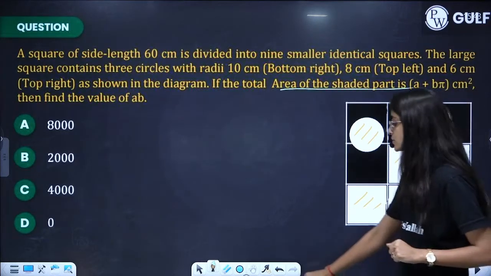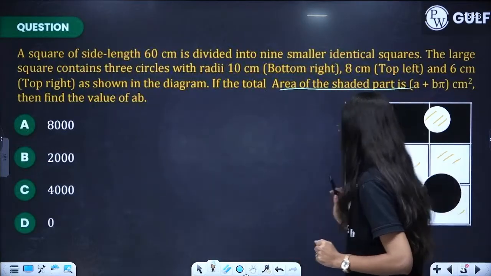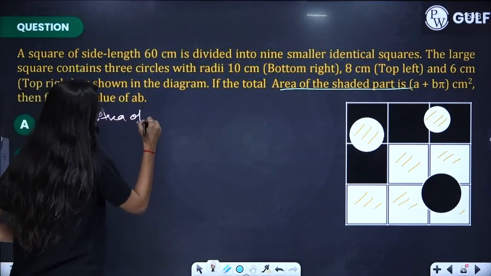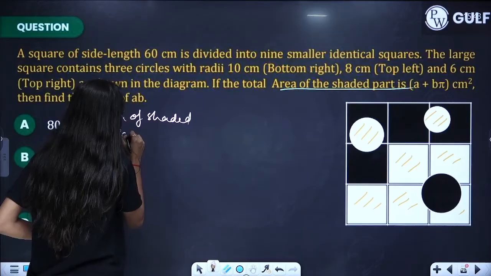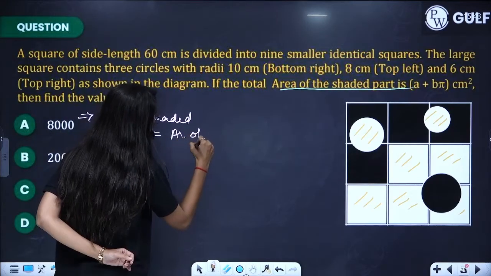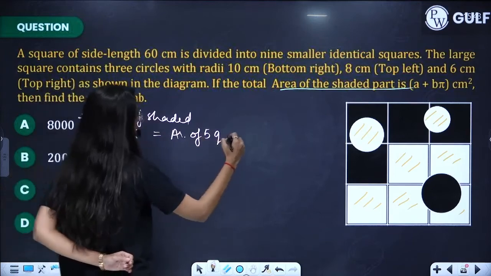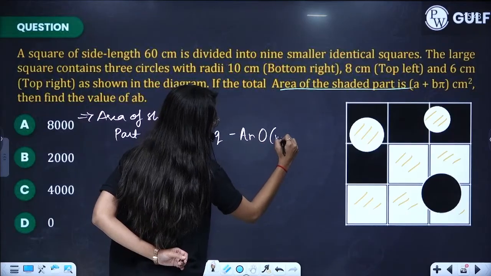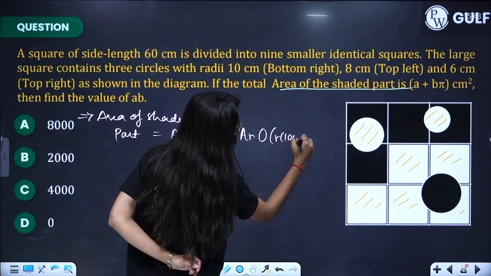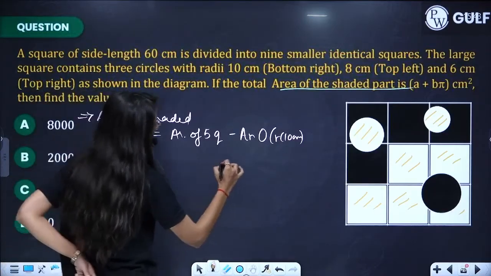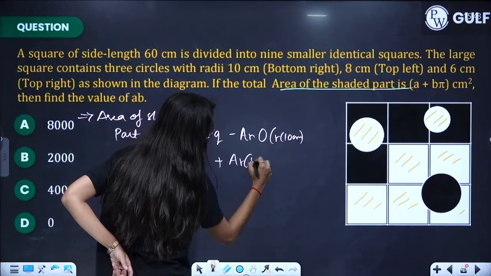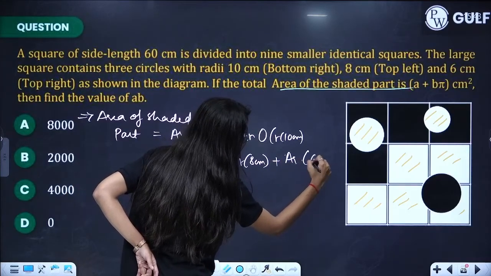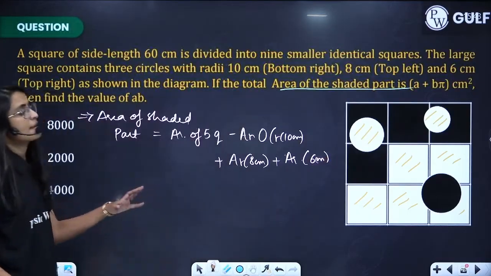And here we have to obtain the area of the shaded part, the very first thing. So here I am making this question easier by writing down area of shaded part will be area of 5 squares, please check this out, minus area of a circle with radius 10 centimeter because it's the biggest circle, plus area of circle with 8 centimeter radius plus area of circle with 6 centimeter radius. Okay, it made our part easier.